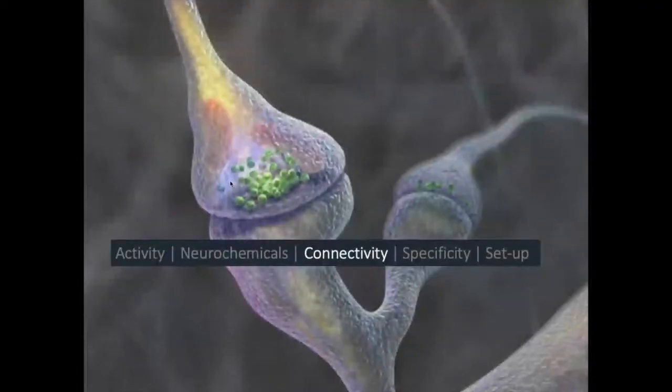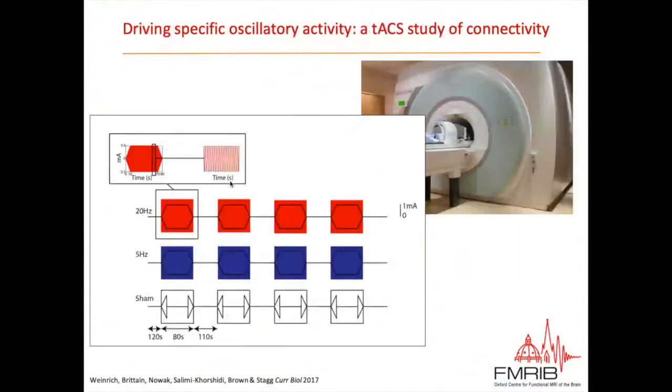But these kinds of questions, we were interested in asking what happens during stimulation. And one of the things that we were particularly interested in, this is a study in collaboration with Peter Brown, who's very interested in beta oscillations. This is oscillatory activity in the motor cortex and in the rest of the motor network, but in this case, particularly in the motor cortex, at about 20 hertz.